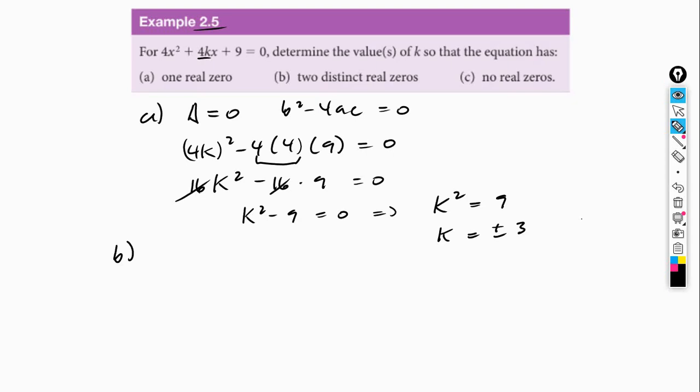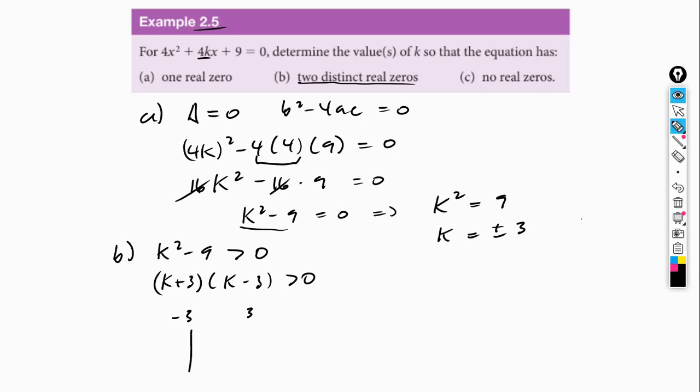we want two distinct zeros. So that means that this same expression here, k squared minus 9, should be greater than 0 because this is the discriminant, right? So k squared minus 9 should be greater than 0. In other words, k plus 3 times k minus 3 should be greater than 0. And that means that we have critical values that are minus 3 and 3.